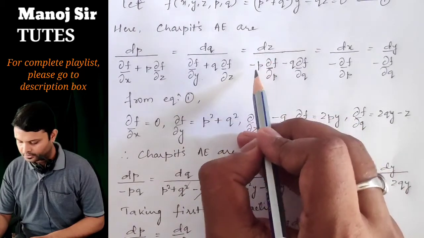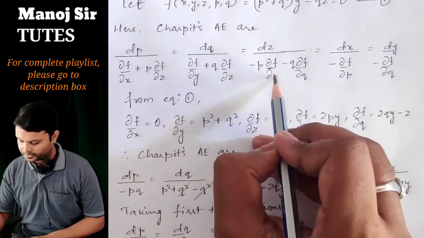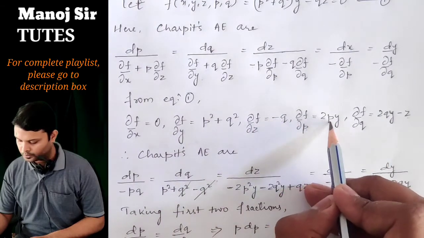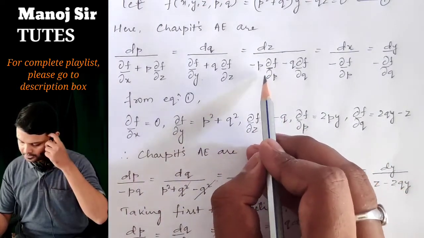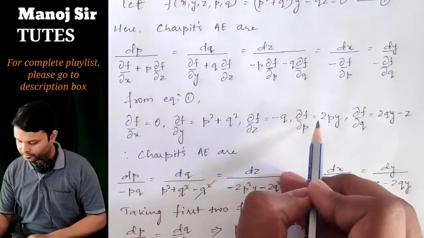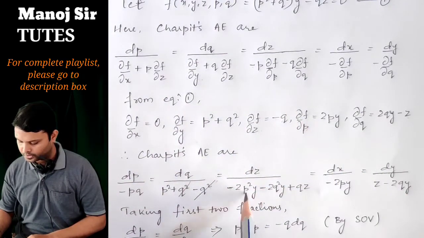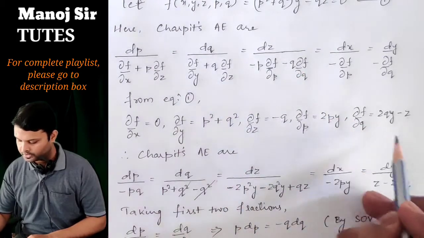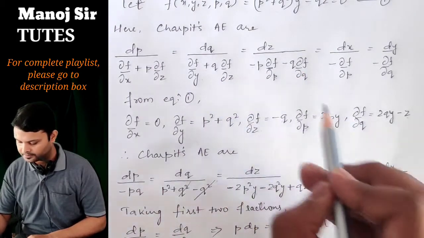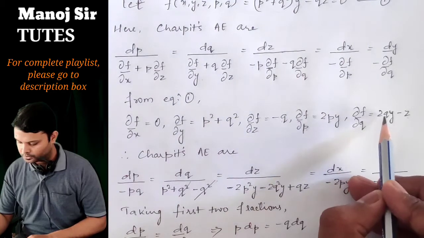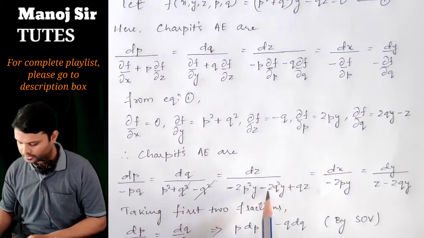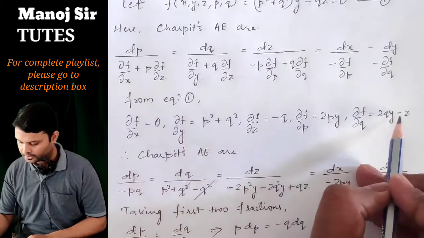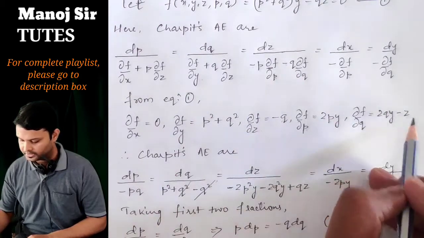So dz upon minus of p into del f upon del p. What is del f upon del p? That is 2py. So p square, okay, that is minus of 2p square y. So minus of 2p square y. Okay, now coming to second term, that is minus q del f upon del q. Here we have two terms. Remember this thing, that is minus 2q square y. Okay, now negative negative will become positive, q into z.